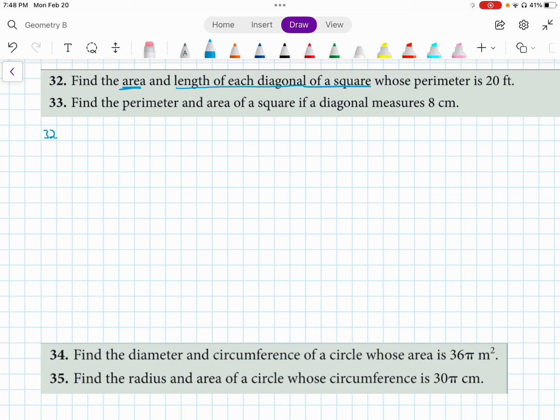Sometimes it helps to sketch these things. You don't have to, because you can probably think through this. The square has a perimeter of 20 feet. We would want to divide that by 4 to find each side. So each side of this square is 5 feet.